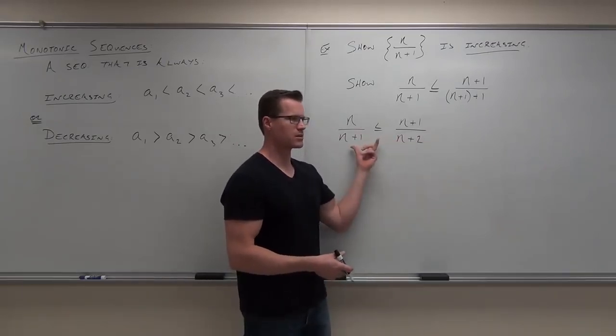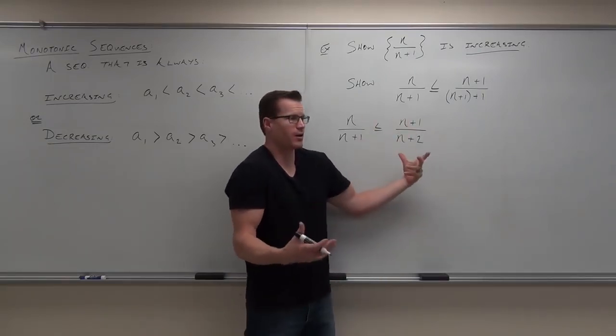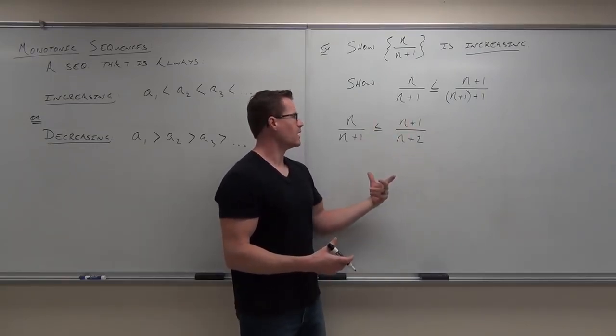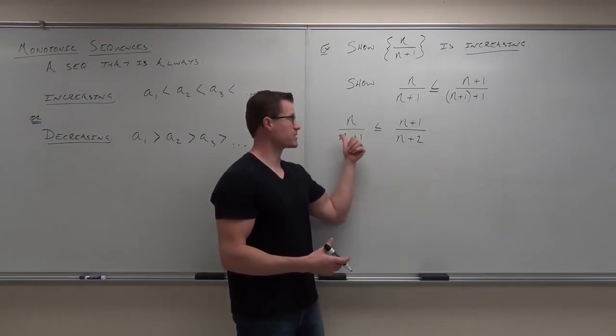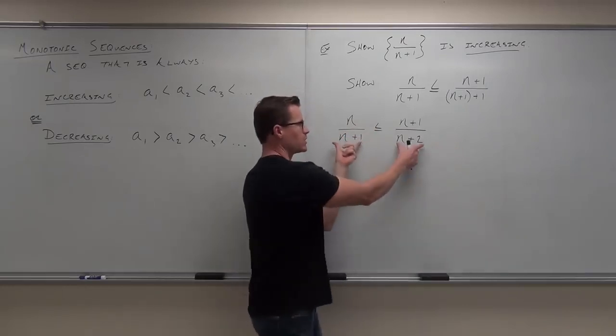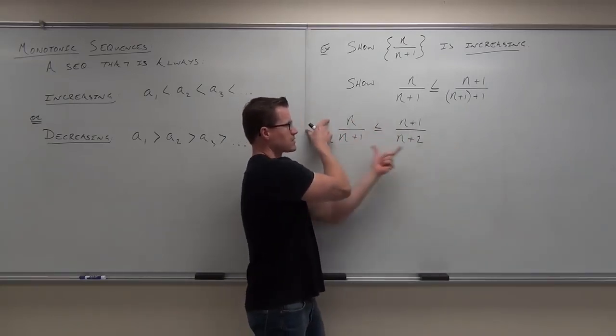Is it obvious that this is bigger than this? Not really, not super obvious, because I'm adding one of this, but I'm adding one of that. I don't know. So maybe we do things like, let's multiply both sides by n plus 2. Let's multiply both sides by n plus 1. Essentially, we're going to take this and put it here, and take this and put it there.